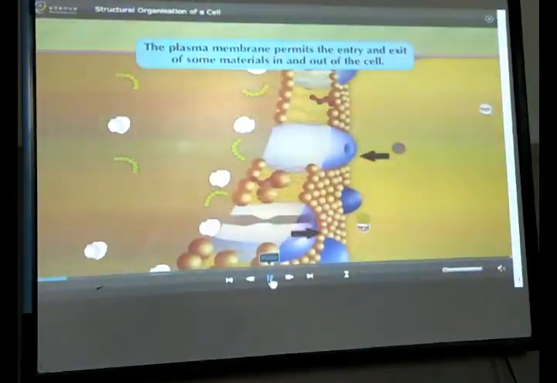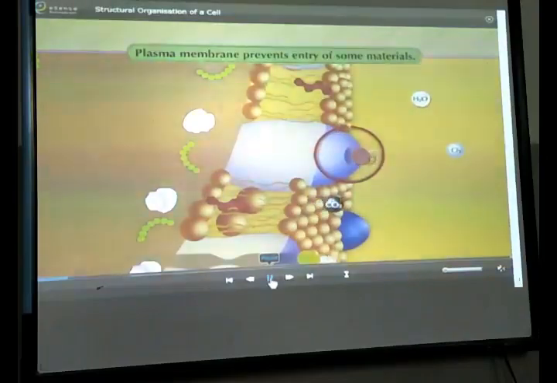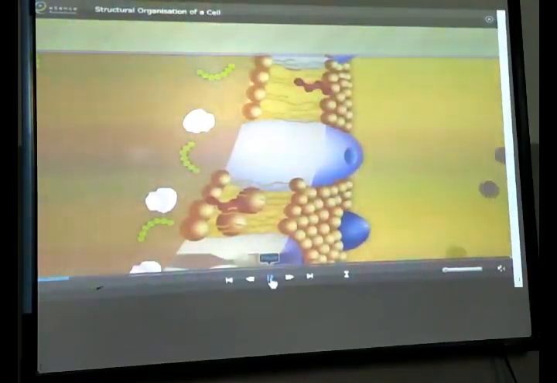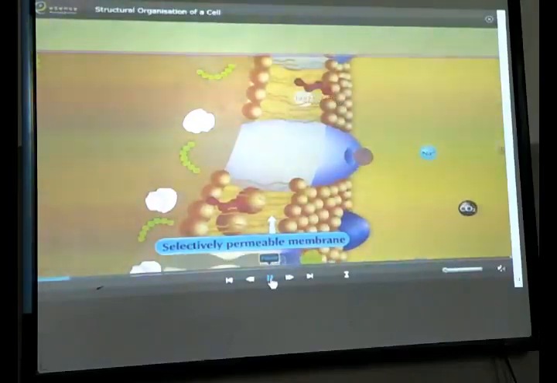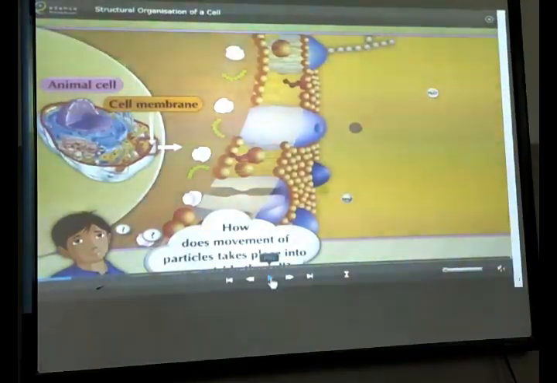Here, through this picture, you may say screen, we can understand how they are exchanging some elements in the form of oxygen, hydrogen, and some nutritive substances. So how does the movement of these particles take place into the cell? We can understand by the process of these cell organelles.